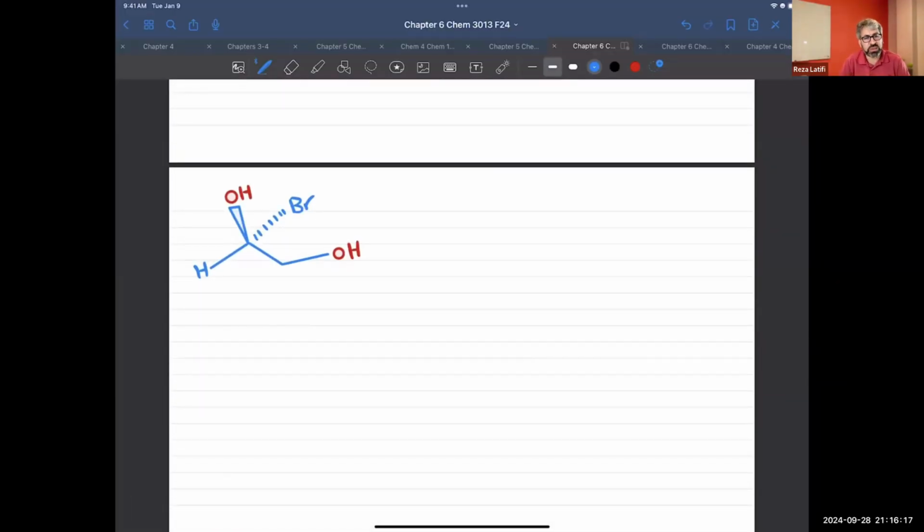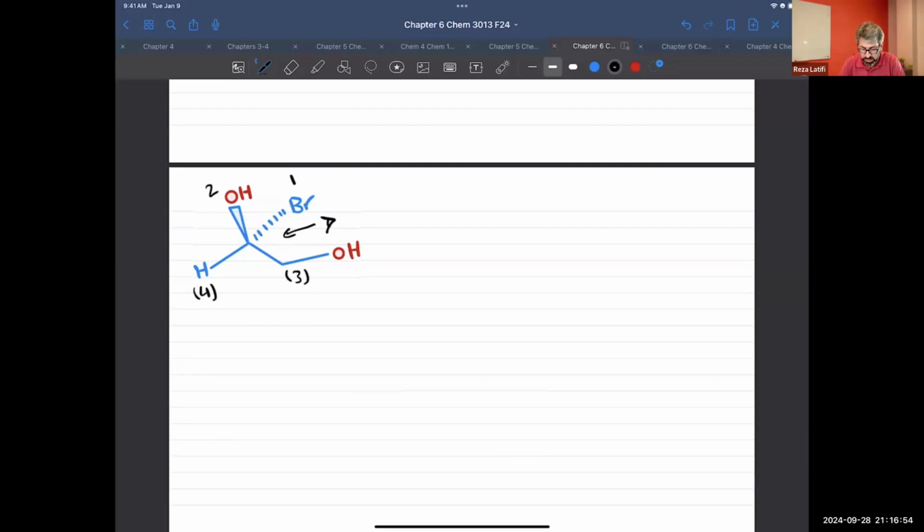Next example, we have hydrogen that is inside the plane. Okay, how do you want to get the configuration for it? One way to get the configuration is to look at the molecule from this direction. So then hydrogen will be far from you. If you assign the priority, this one will be number 1 because bromine has the highest atomic number. Then OH, and the third one will be the carbon attached to oxygen or OH. This carbon will be number 3, and hydrogen will be number 4.